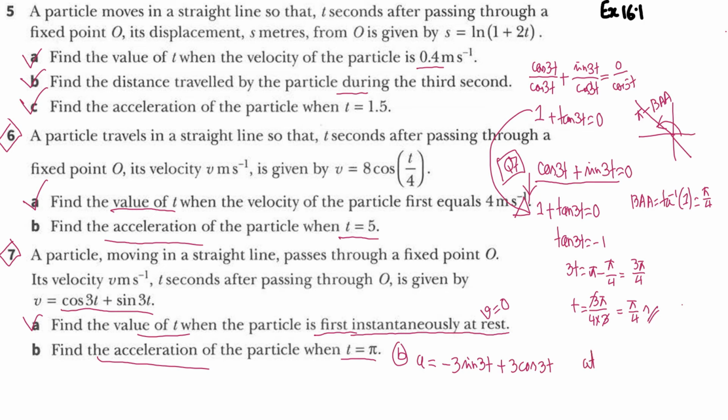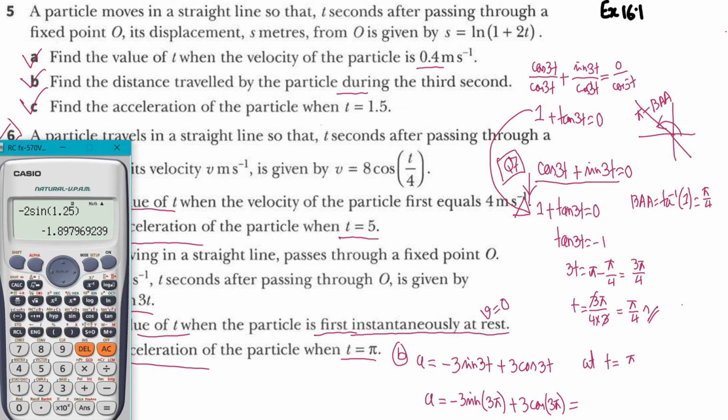Now at t equals pi, given here, we're going to find the acceleration, which is minus 3 sine 3 pi, then another part is plus 3 cos 3 pi. So let us see with our calculator to get the answer, because our calculator is in radian mode. If your calculator is in degree mode, please remember you need to convert it to radian mode for the kinematics especially.